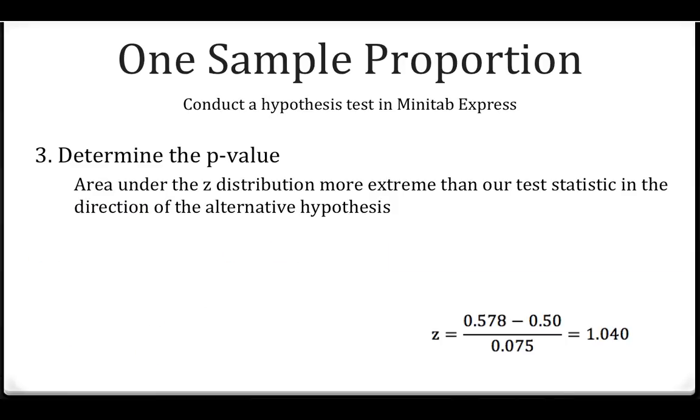Step 3 is to determine our p-value. This is the area under the z-distribution more extreme than our test statistic in the direction of the alternative hypothesis. In order to find our p-value, we're going to have to go to StatKey or Minitab Express to construct a z-distribution to find the area greater than z equals 1.040. Let's go to Minitab Express now.